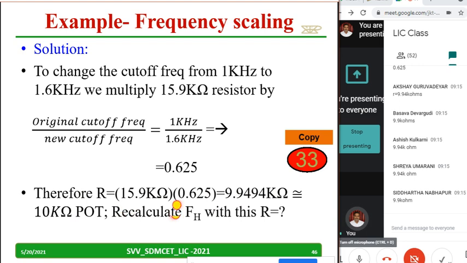Again, now recalculate FH. In the exam, what you have to do is check whether what you have done is correct or not. Recalculate by filling in this value, find out FH, and type your answer in the chat box. How much frequency should you get? Recalculate the frequency and type your answer in the chat box. All of you know the equation. Very good, Pawan. 1.6 kilohertz.